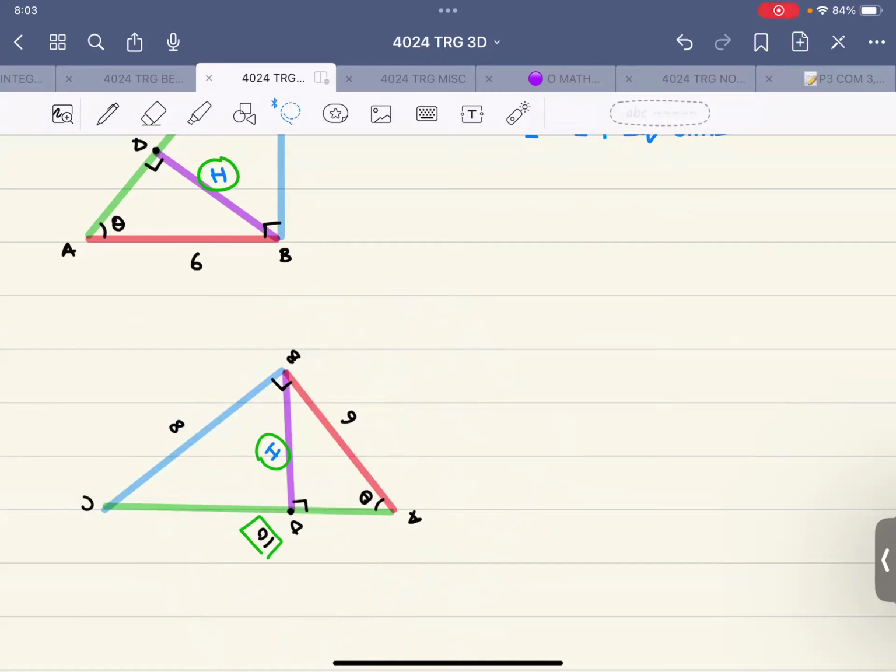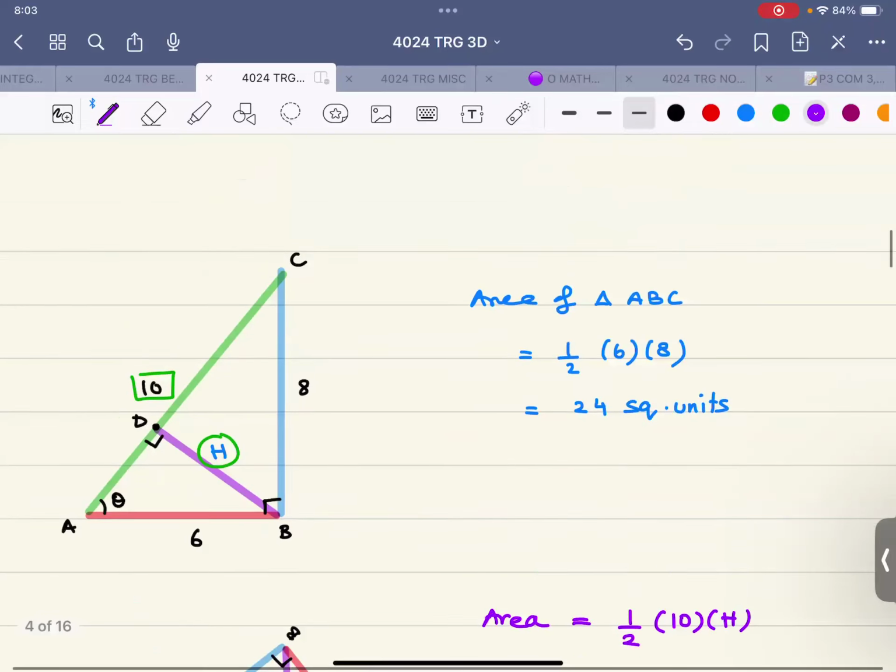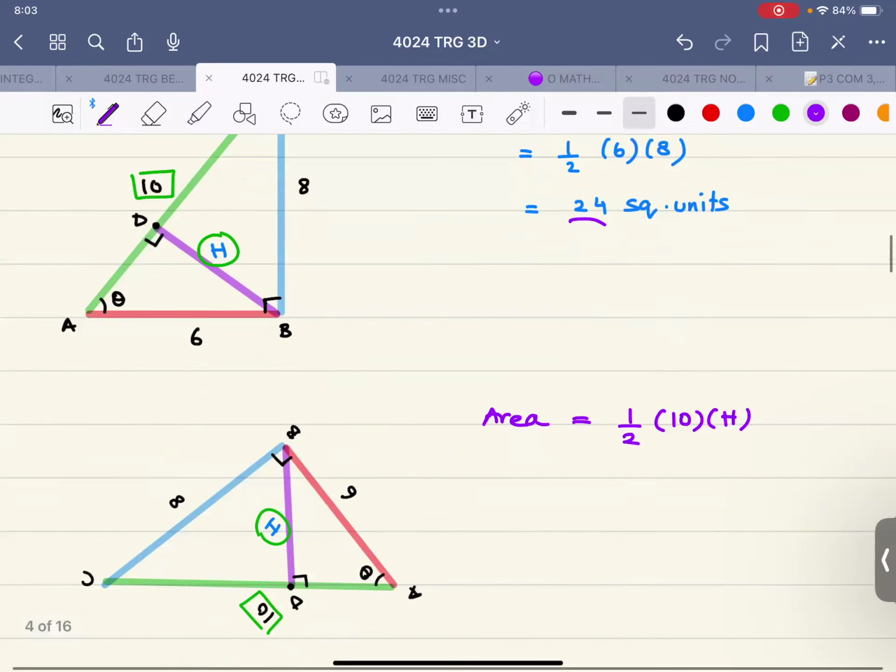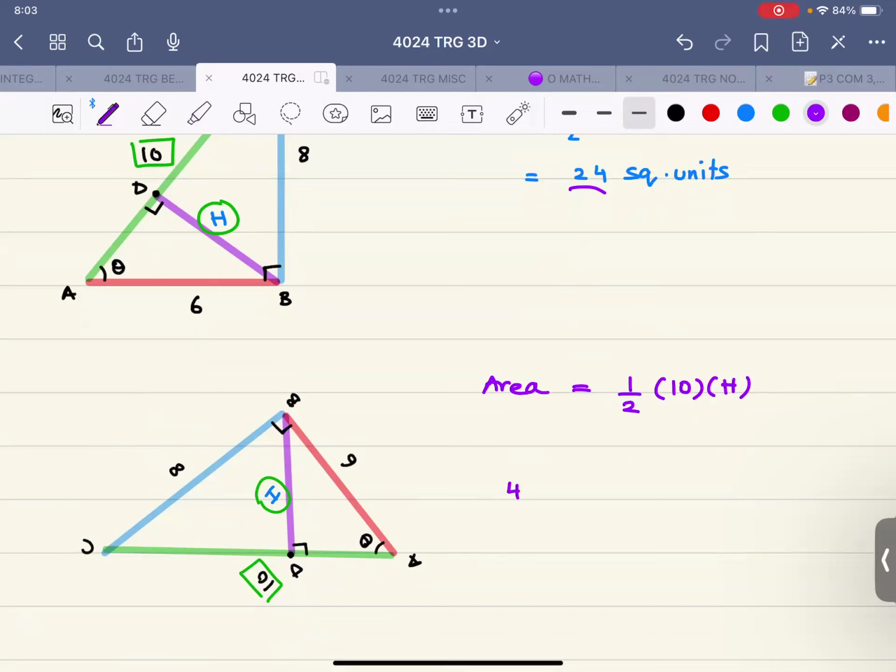Now, what is happening? This is the height. This is the base. So therefore, I'll write the area is still the same, but now the base and height have changed. So half into 10 into h should give me the same area, which is 24. So therefore, 24 equals half into 10 into h. And if I'm not mistaken, this is 48 is equal to 10h. Therefore, h is 4.8 centimeter.